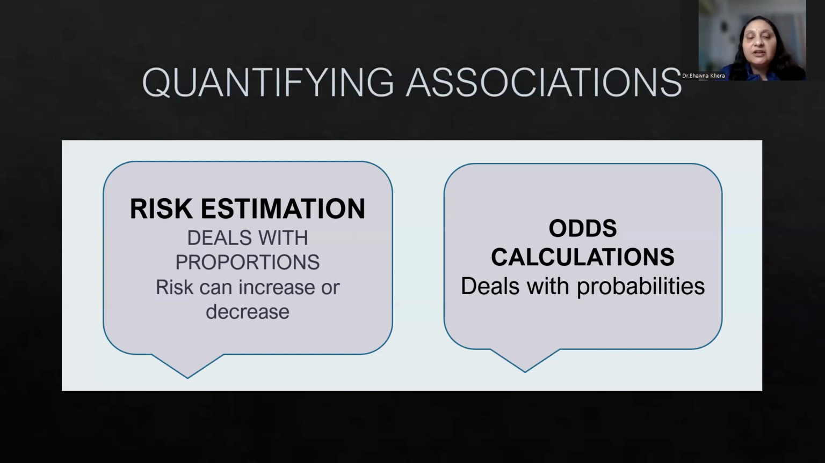Risk estimation deals with proportions. Risk can either increase or decrease. An example is a group of people, like obese people. What is the risk that they can develop stroke in a later part of life? I take a sample population, the risk factor here is obesity, and we are going to see the disease outcome.